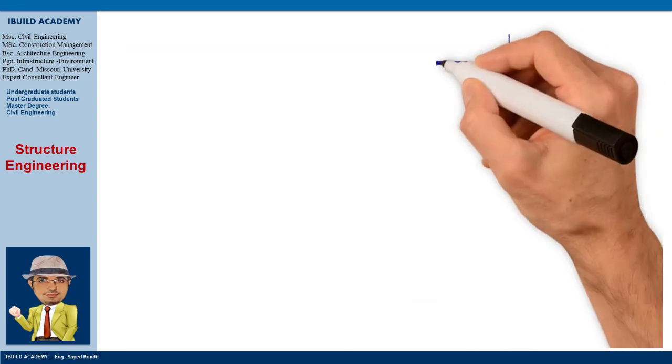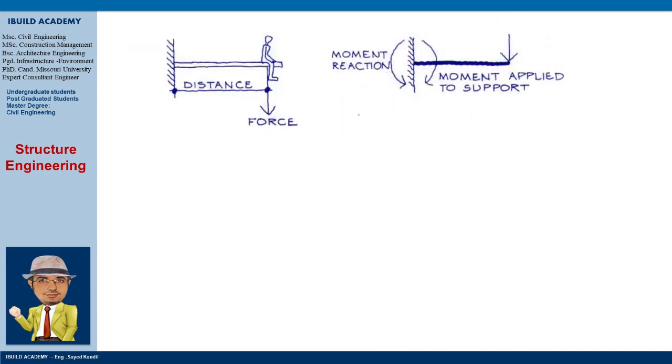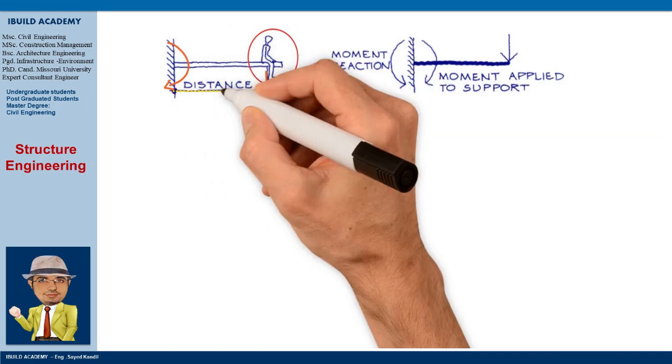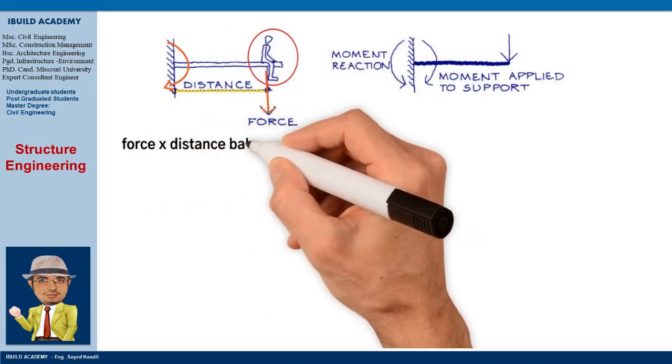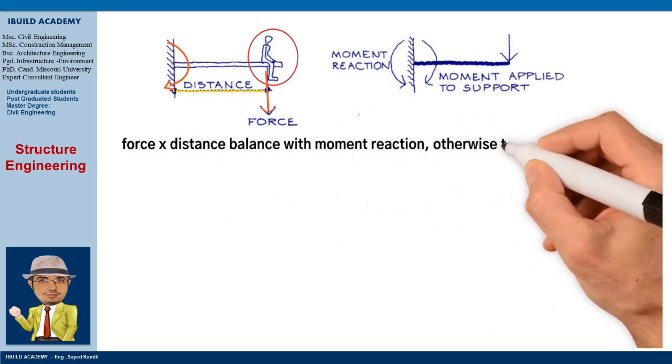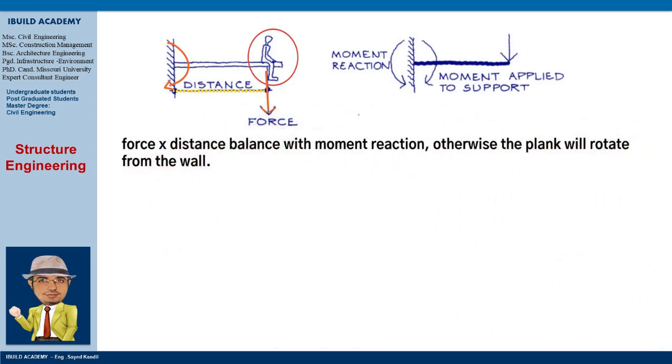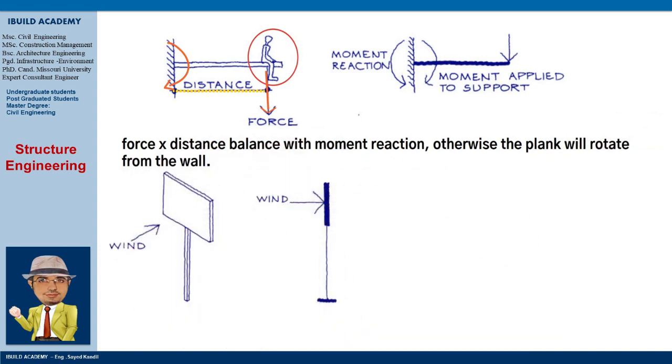The idea of moment reaction occurs at the support of a cantilever. The person sitting on the end of the cantilevered plank causes a moment at the support, force times distance. The fixing of the plank must balance this moment with a moment reaction, otherwise the plank will rotate away from the wall. Moment reactions are also required to prevent flagpoles, fences and signs from being blown over by the wind.